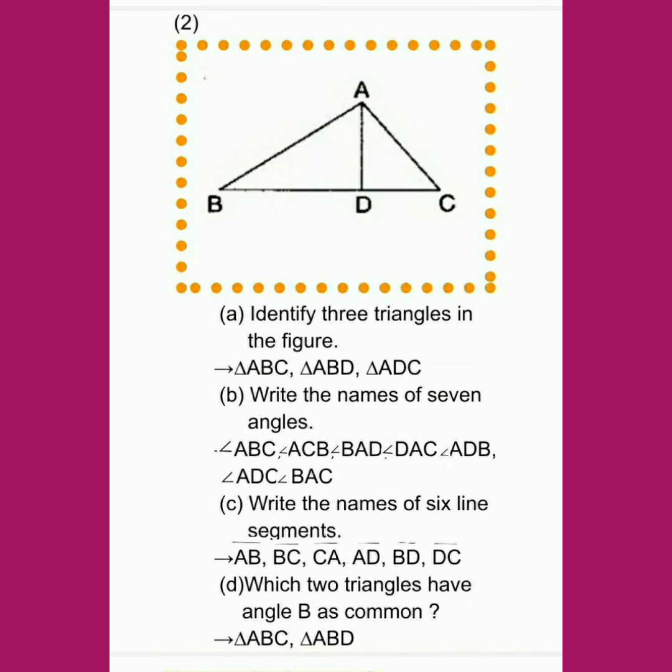Now, third one, write the names of 6 line segments. Now, there are 6 line segments. As you know, line segments have 2 endpoints. So, don't forget to put the symbols. Now, which are the line segments? AB, BC, CA, AD, BD and DC. Now fourth question, which two triangles have angle B as common? Now as we see, angle B is common to triangle ABC and triangle ABD. So this is about exercise 4.4.